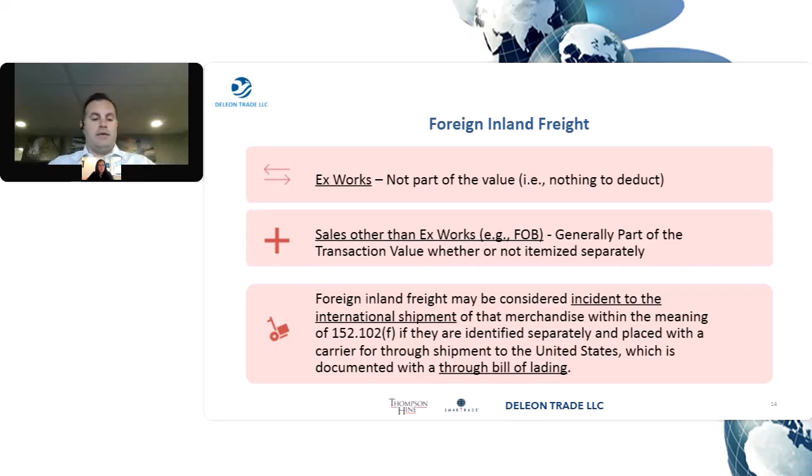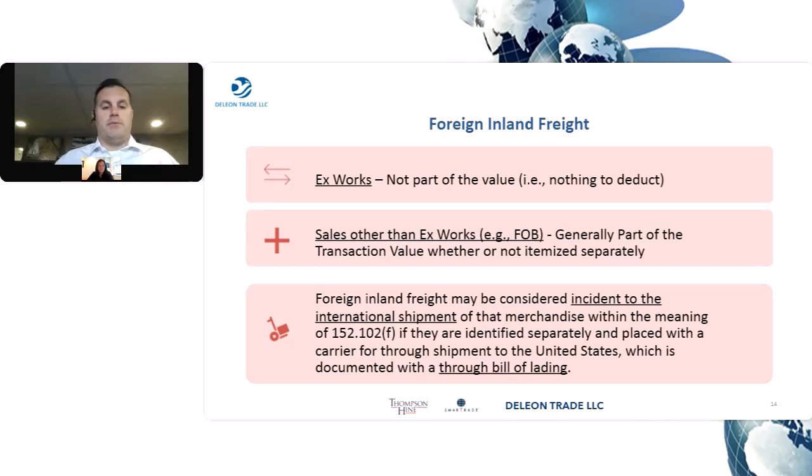Most of the time, that trucking piece, like if you're importing from China, the trucking piece from the factory to the port of export is usually on a separate bill of lading, separate carrier, all that stuff. You can't make that deduction. Foreign inland freight is a tricky one, and even if it's identified separately, if you don't have a through bill of lading and can't substantiate that, you cannot deduct it.